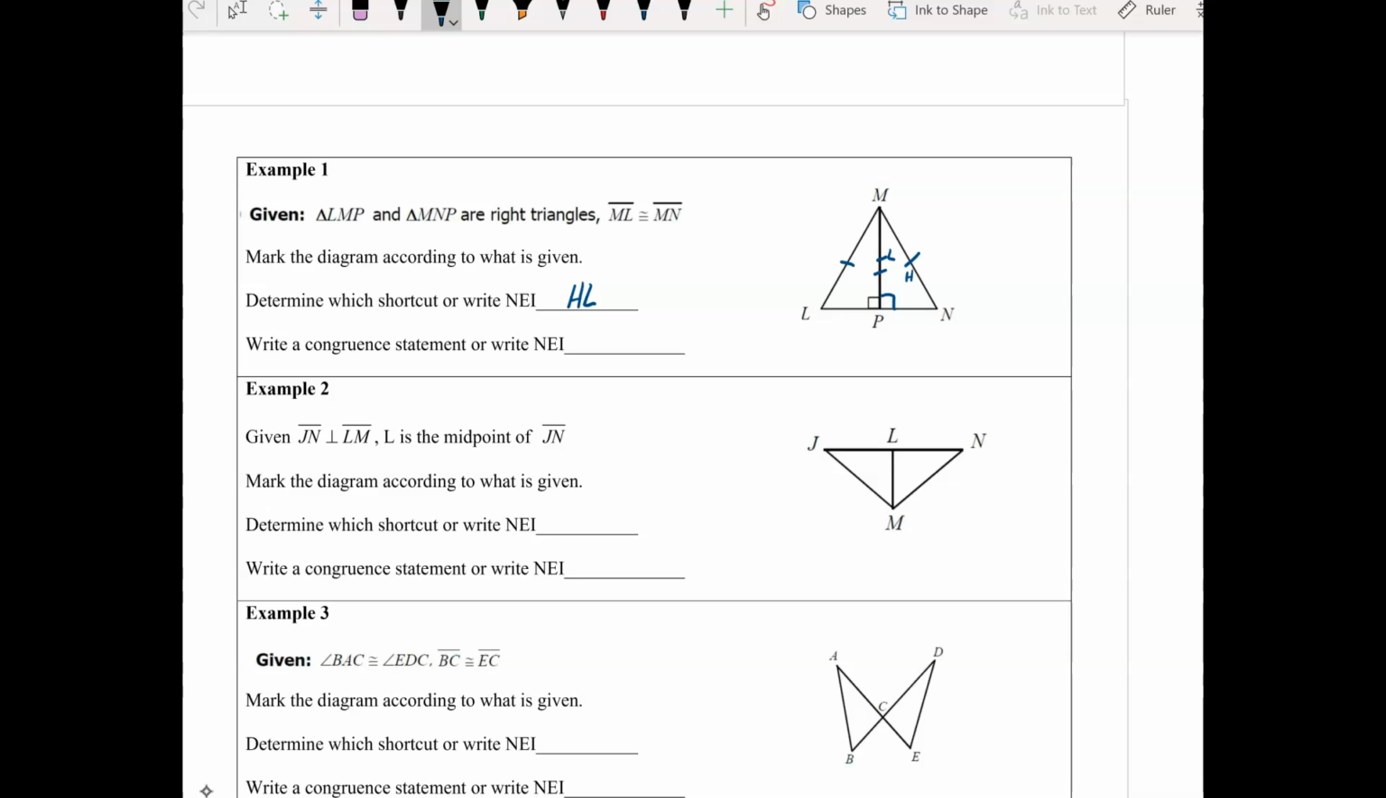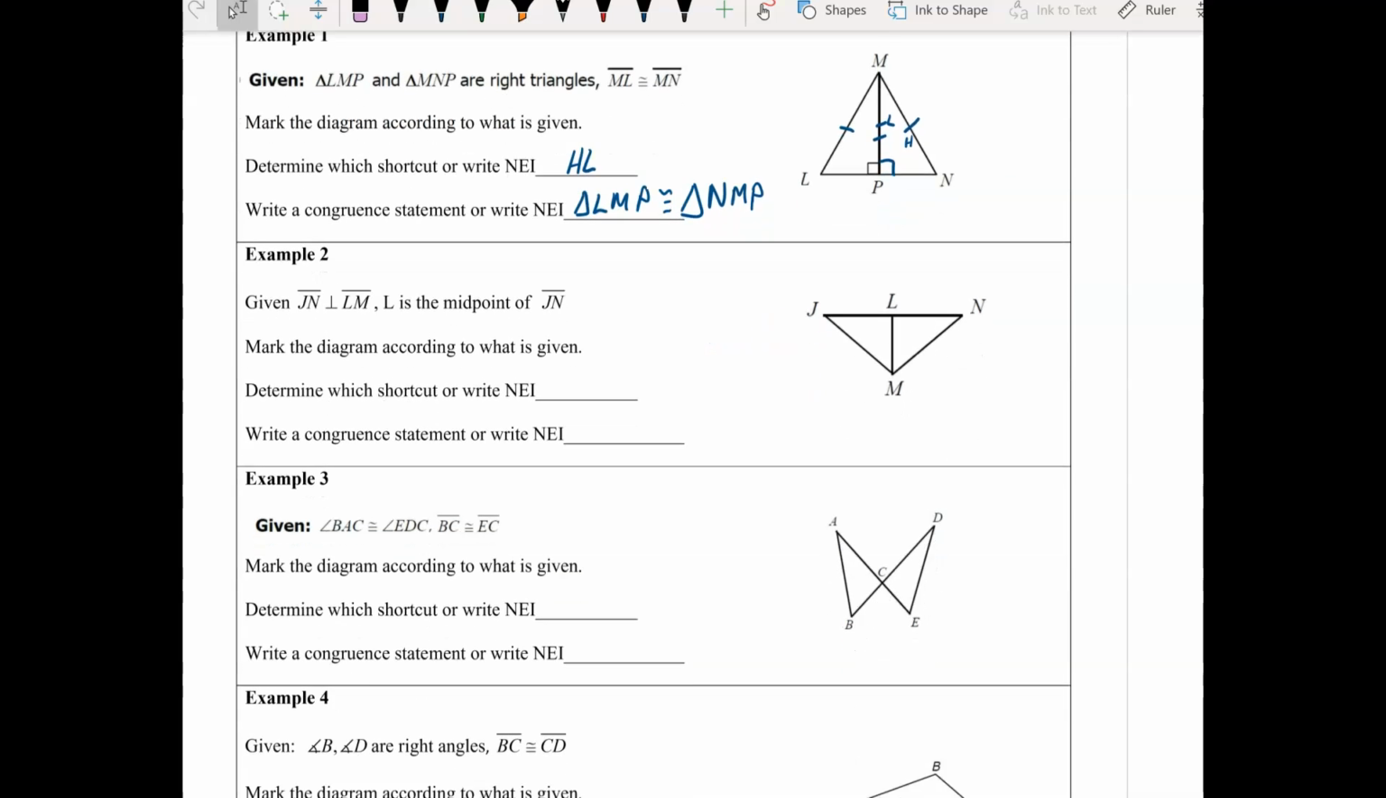Congruent statement for this: triangle LMP is congruent to... L corresponds with N, M corresponds with the other M, and P are both of the right angles. So they're two different right angles, but they're both with the vertex P. Okay, there's an example with HL.